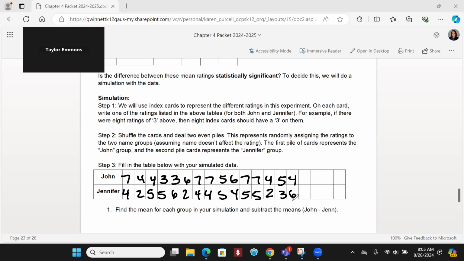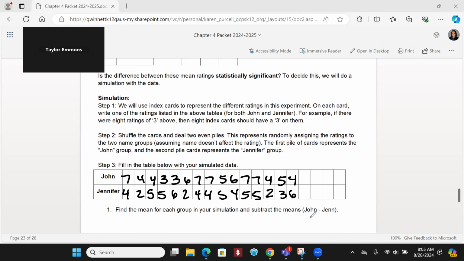Okay, so now we're gonna find the mean for each group in the simulation and subtract the means. Again, reminder, we did our ratings. I took your rating numbers, I shuffled them, I put them into 2 stacks, and these are the ratings that we're giving John and Jennifer. We're simulating it. We're trying to determine whether that name change actually is the reason why he got a higher rating.